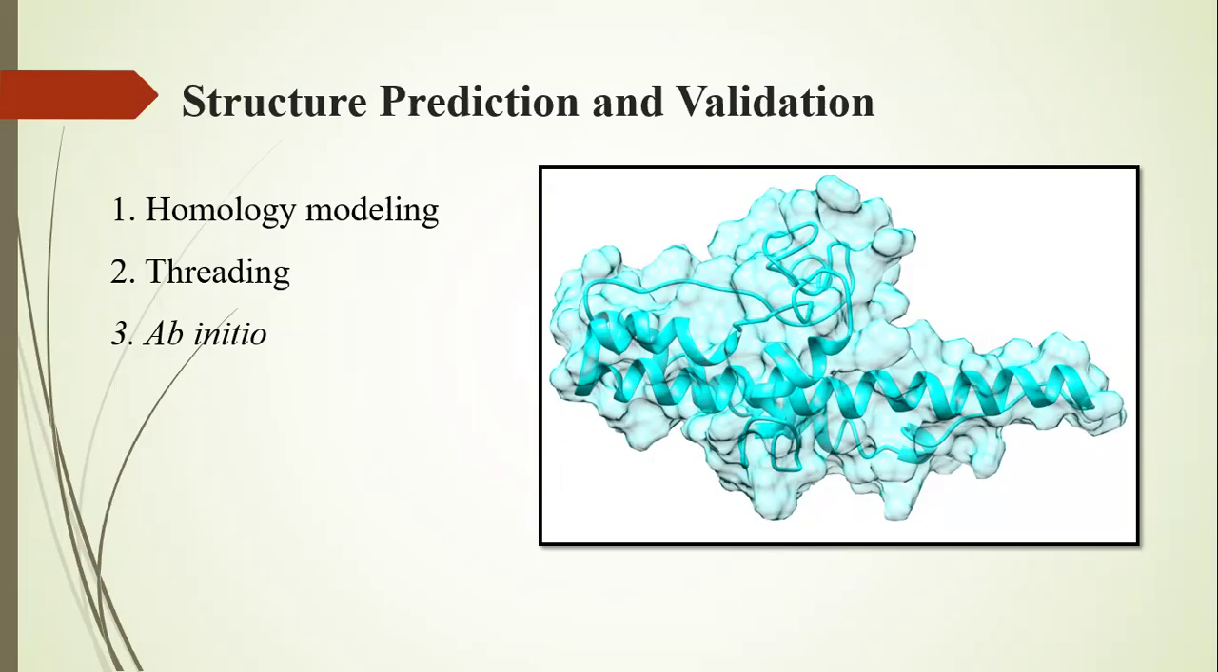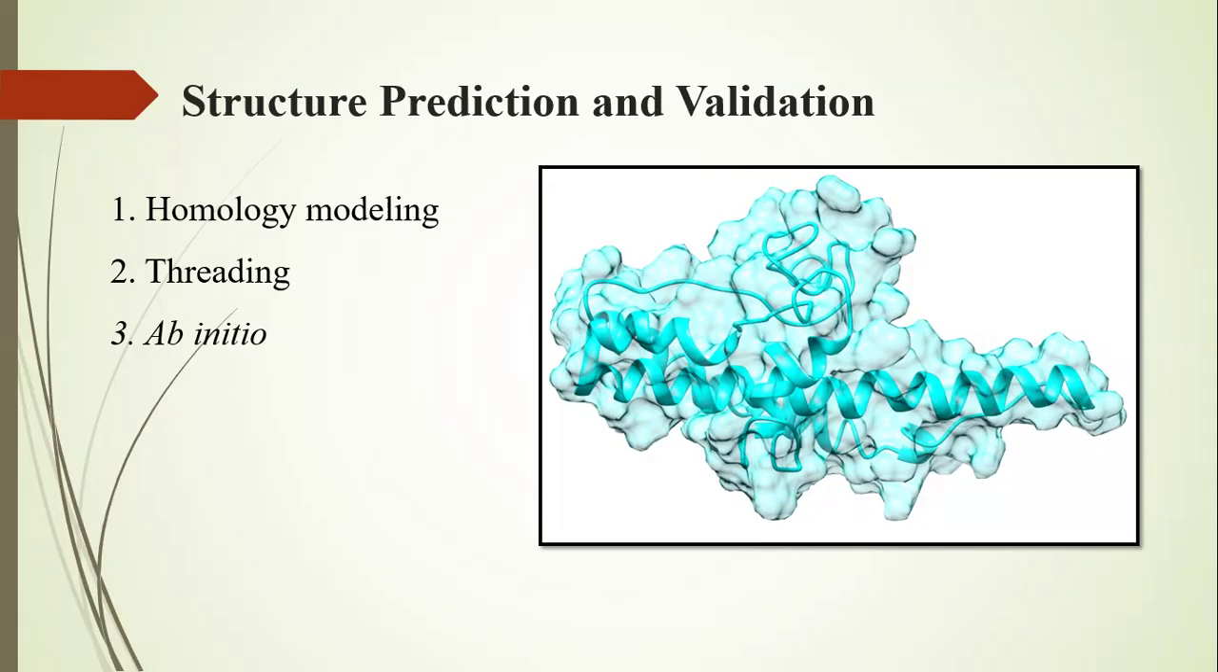And if we could not get a good thread, then we jump into the ab initio approach. That is the most unreliable approach, in which we just start from scratch, and we use different approaches to model the structure and predict the structure. Depends on the available residues of the protein, and then we have to simulate that. So it is the most unreliable method.